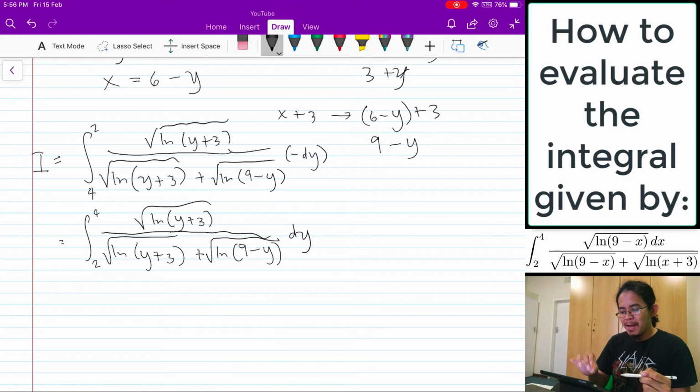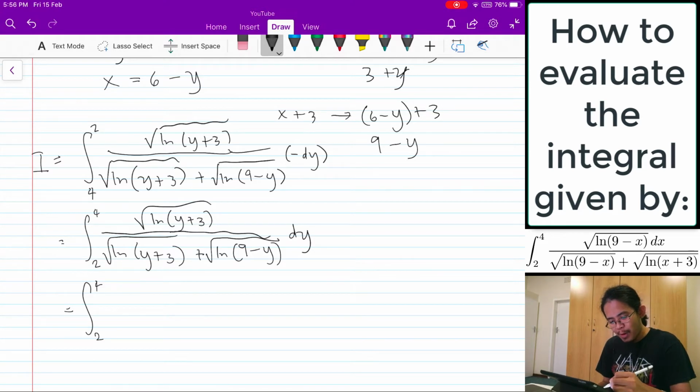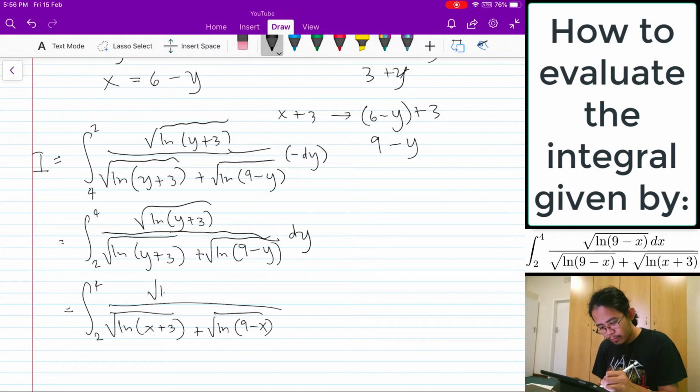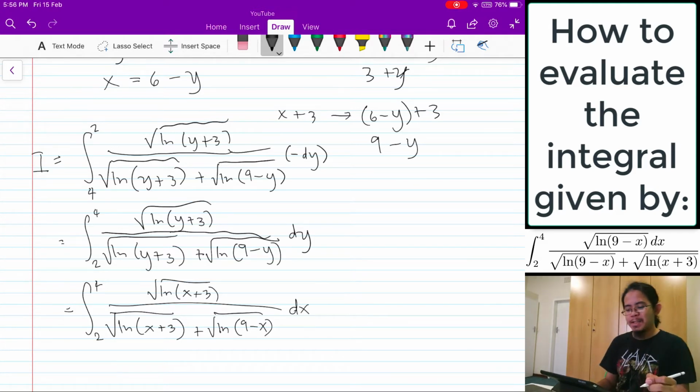However, the letter y is a dummy variable. I can call it anything I want. In fact, I can call it x, right? So this will become the integral from 2 to 4. Instead of y, I'll call it x. So you have the square root of ln(x+3) plus the square root of ln(9-x), and then in the numerator you have the square root of ln(x+3). And then instead of dy, it becomes dx.